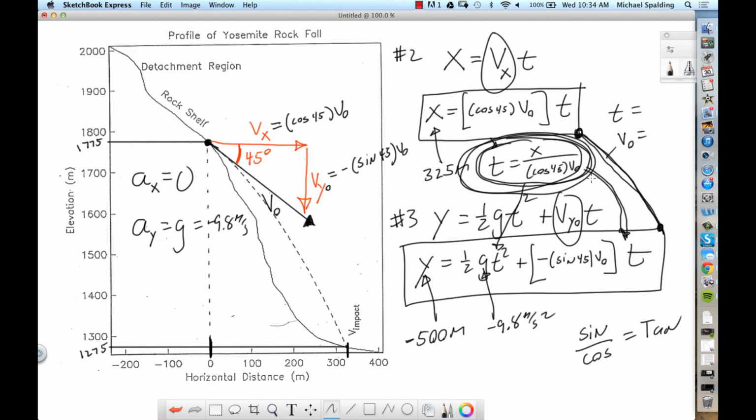And then number 5 wants the time. So look, once you know V initial, just take this equation right here and solve this baby for what? For time, right? Once you know V initial. In number 4, you got V initial. Then take this equation here, solve it for time.